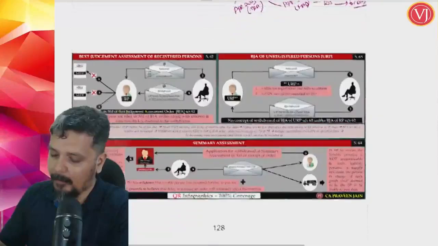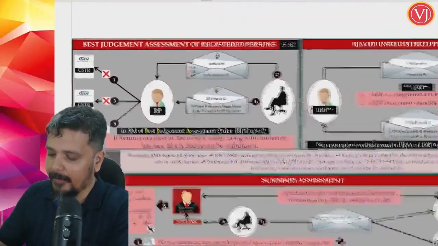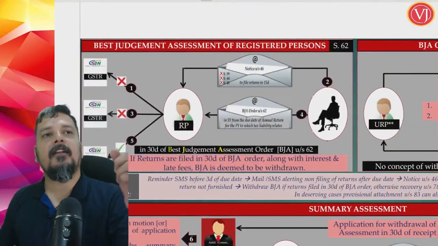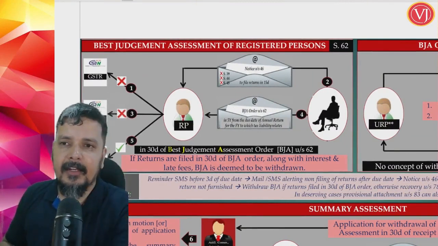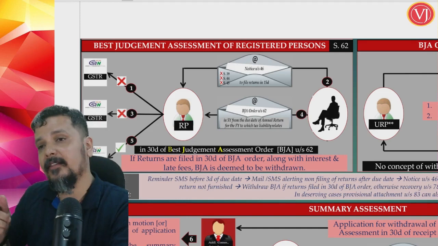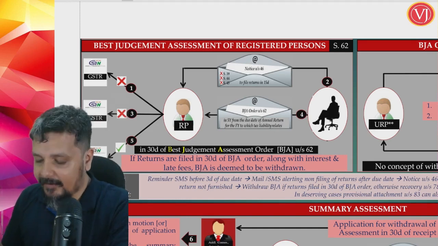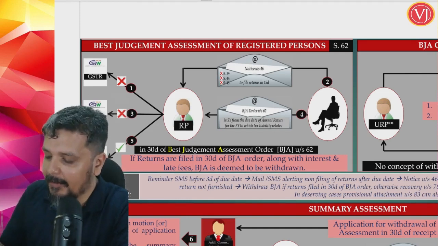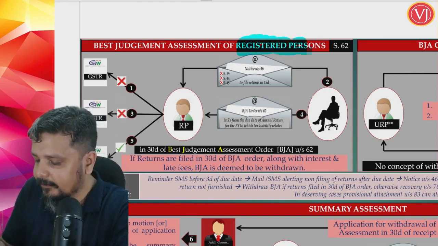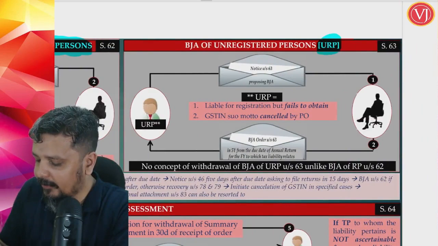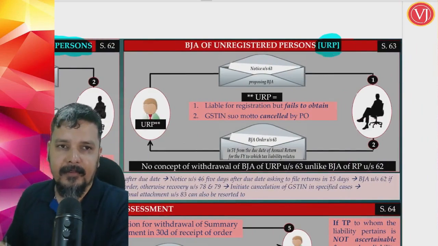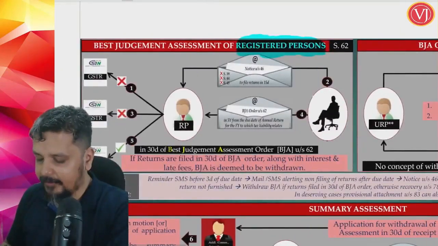So that is all about your provisional assessment. Now, general audit, registered person; special audit, registered person; self-assessment, scrutiny of returns, registered person, but provisional assessment, taxable person. Best judgment can be against registered person, also against unregistered person.